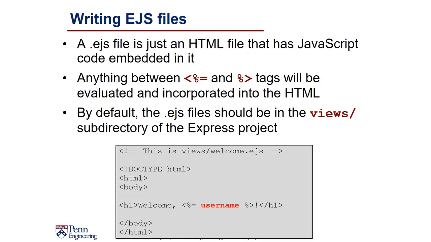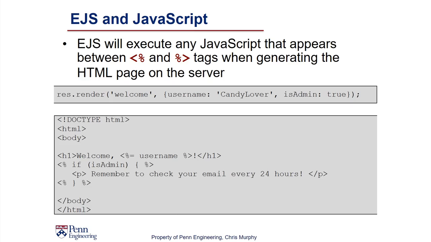That is, what we're doing here is generating the HTML that we'll send back to the browser as part of the HTTP response. Now, EJS allows us to execute any JavaScript within the page when we're generating the HTML page on the server. For instance, in this example, our JavaScript would call the render function on the response using welcome.ejs and would send the argument that this time includes two key value pairs, the username and a Boolean indicating is this user an administrator. As we saw in the previous example, we can evaluate the username using these tags.